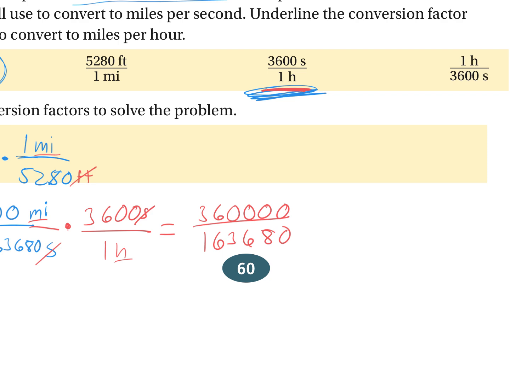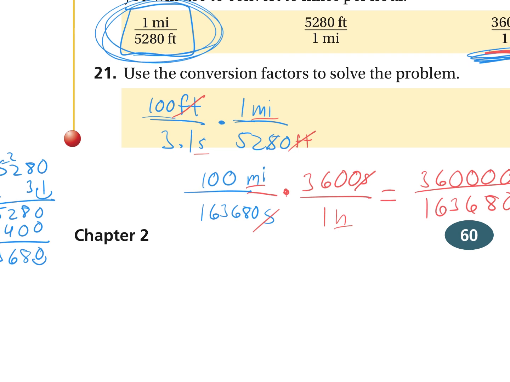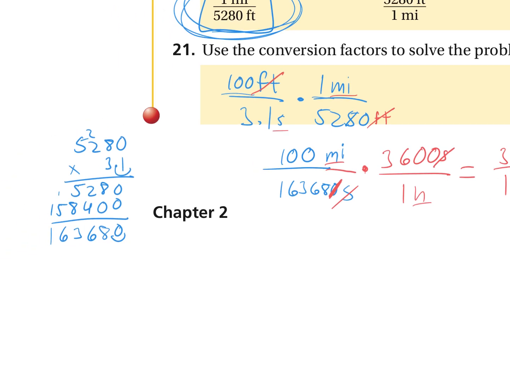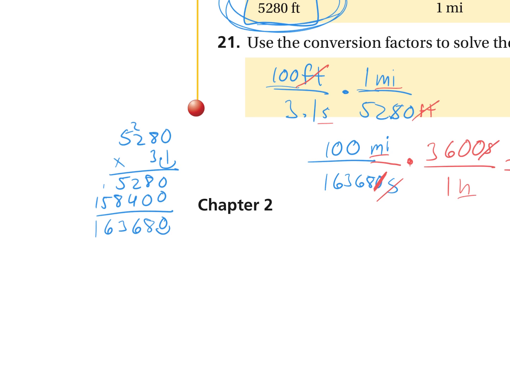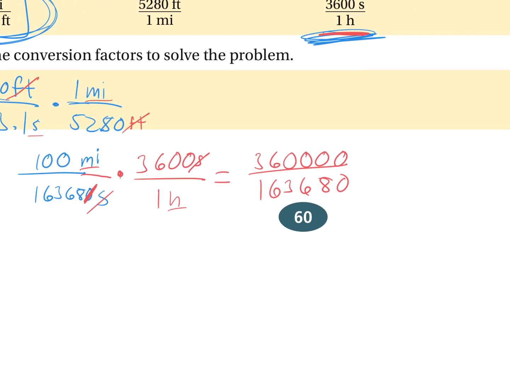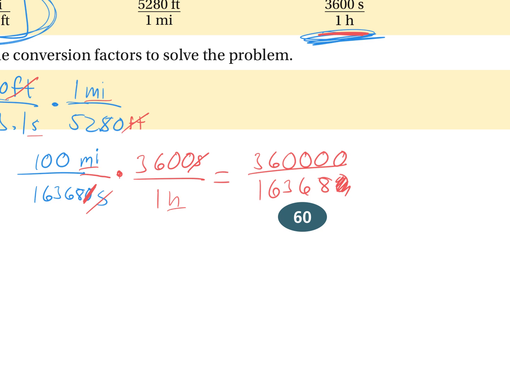And it's at this point that I noticed I included the 0 when I shouldn't have. Right? It should just be 16,368, right? Because we moved the decimal place over 1. All right, sorry about that. So yeah, just get rid of that last 0. Right, and then just divide this out.